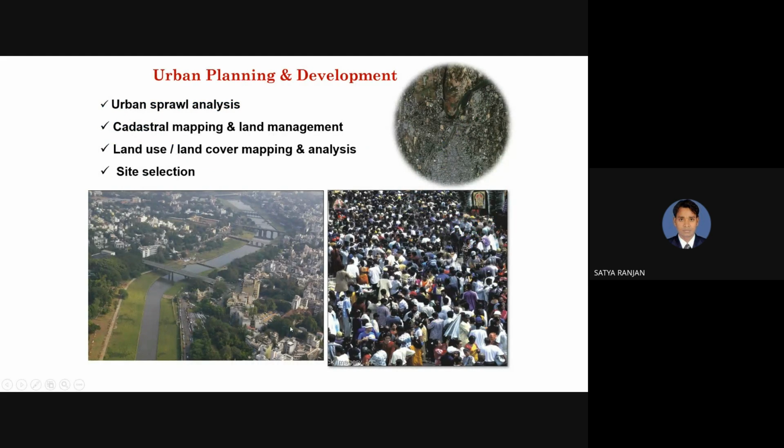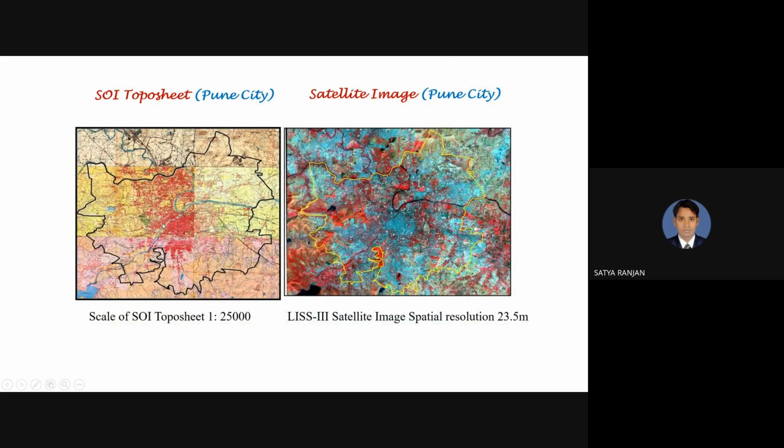And for urban planning, how the urban sprawl is going on, what is the status of a particular urban area. A lot of previous-year data for 20 to 30 years is gathered using different survey data and satellite images. After that, cadastral-based mapping and land management are prepared using land use land cover mapping. Then some site selections are also there. So this is one of the examples.